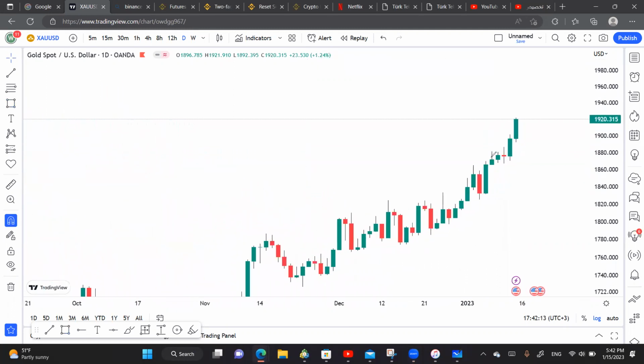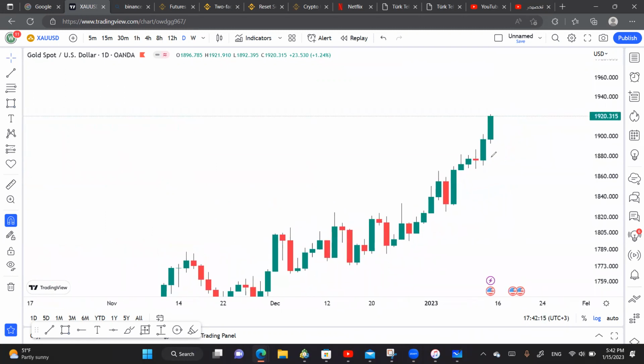Okay. So as you can see here, now the price has created a low, which is a strong low made by a bearish candle, right? And after that, we had a strong move to the upside, followed by sort of a consolidation.